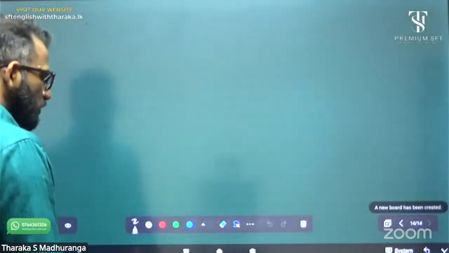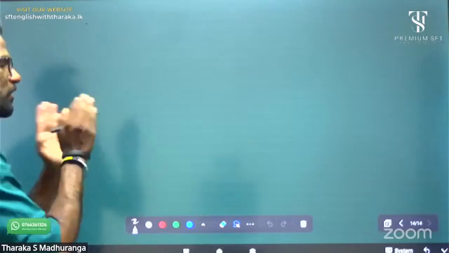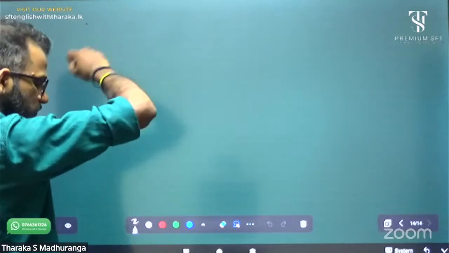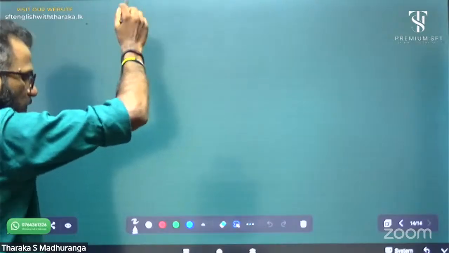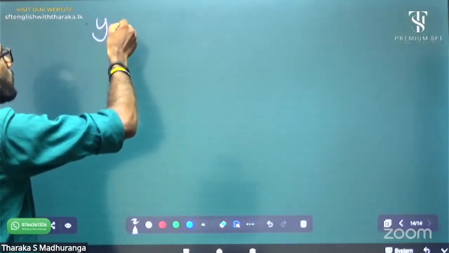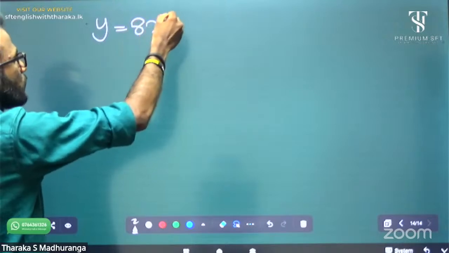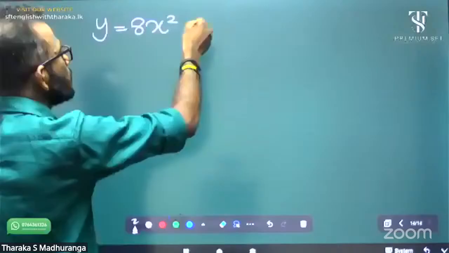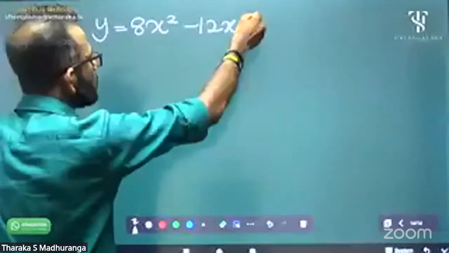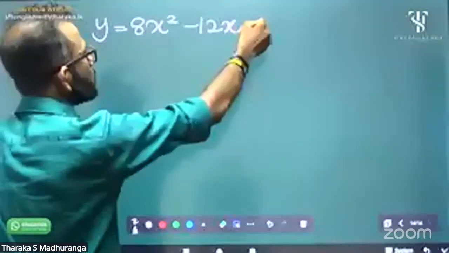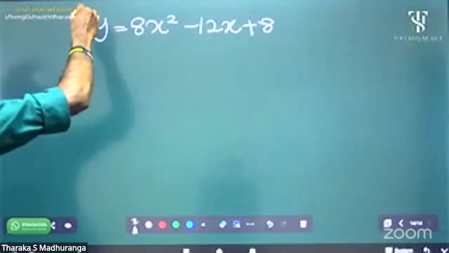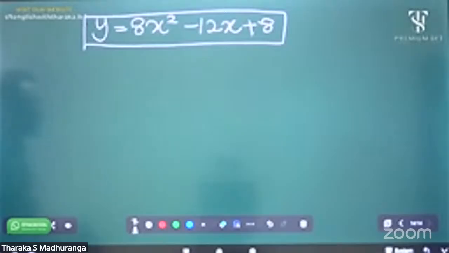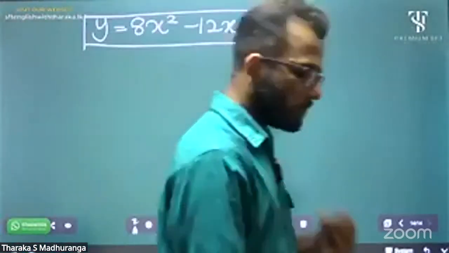Same type of question. I will give you only the equation: y equals 8x squared plus 2x plus 8. Please, can you sketch the graph of this quadratic function?